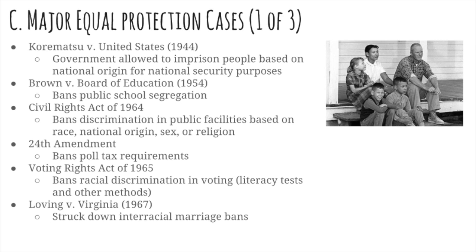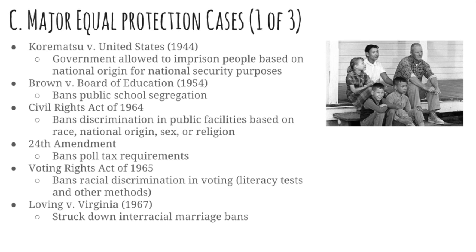Now, the Civil Rights Act of 1964 furthered that idea and basically said not only can you not discriminate in schools, you can't discriminate in any public spaces, whether that's libraries or swimming pools or whatever the case might be. And please note that this not only includes race, but national origin and sex and religion as well.